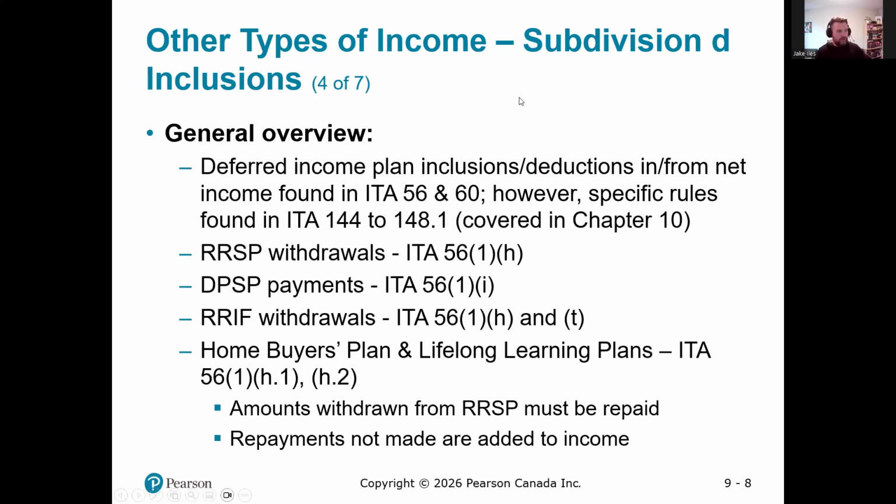There are other general inclusions. Deferred income plans, RSP withdrawals, deferred profit sharing plans, RIFs, home buyers, and lifelong learning plans. So these are various income inclusions that are usually related to a deferral of income. When I contribute to my RSP, that amount is going to be subtracted from my income. So I'm not going to pay taxes now, but I will pay taxes when I withdraw from the account.